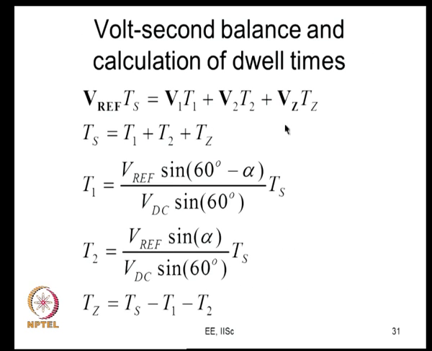And how are they calculated? This is what is volt second balance. This is the reference volt second, this is the applied volt second, they are equal, and the subcycle time Ts is equal to the active vector 1 time, active vector 2 time, and the null vector time. T1 is calculated based on the magnitude and angle of the reference vector, T2 is also calculated based on the magnitude and angle, and Tz is Ts minus T1 minus T2. We did this in good detail when we did the module on space vector based PWM.